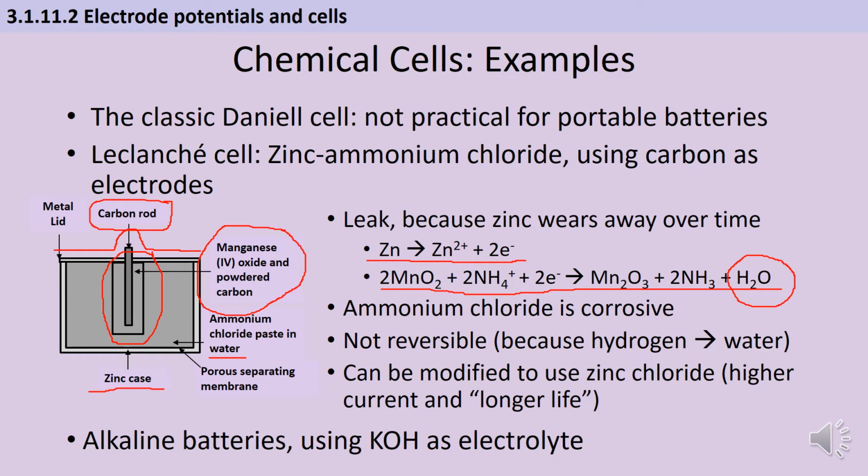Now sometimes you're going to see this cell be slightly modified, so instead of using ammonium chloride they actually use zinc chloride, and this tends to be used because it generates a higher current and because it's a longer life cell.